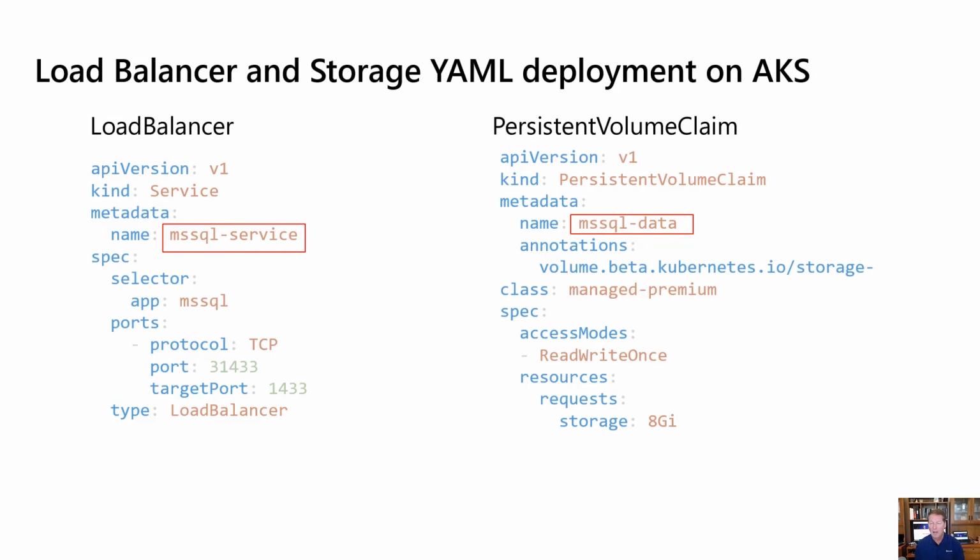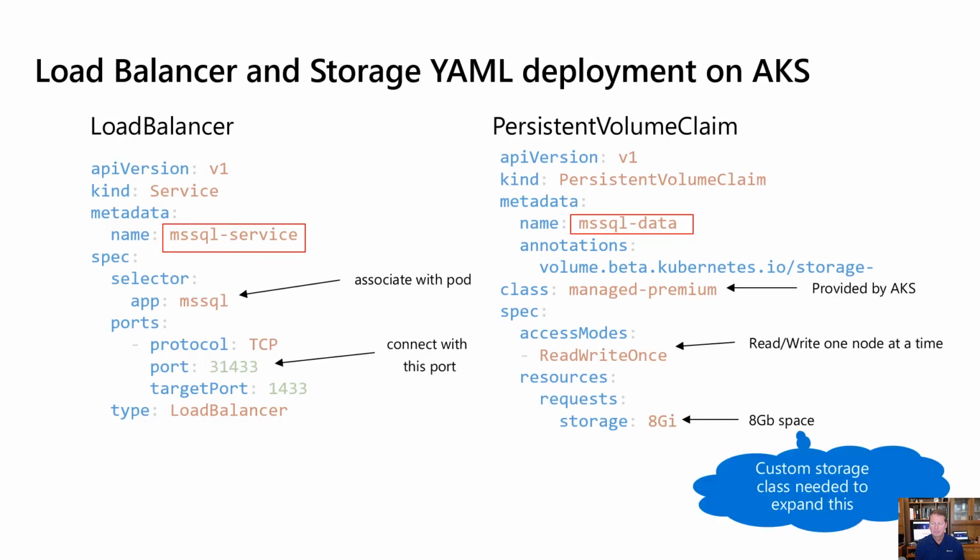Notice right here, I'm asking for storage. In this particular case, I'm asking for 8 gigabytes of storage. So think of this as my disk drive. It's my volume that I'm using, right? So when SQL Server binds to this, it gets 8 gig of disk space on Azure Managed Premium Storage. And by the way, if you want to expand this, you're going to need to do some customizations to get further space from your persistent volume claim.